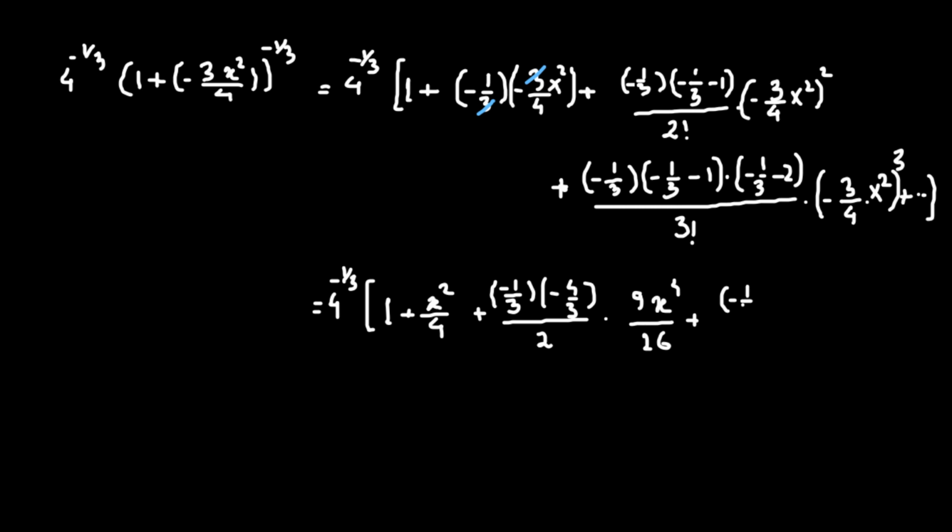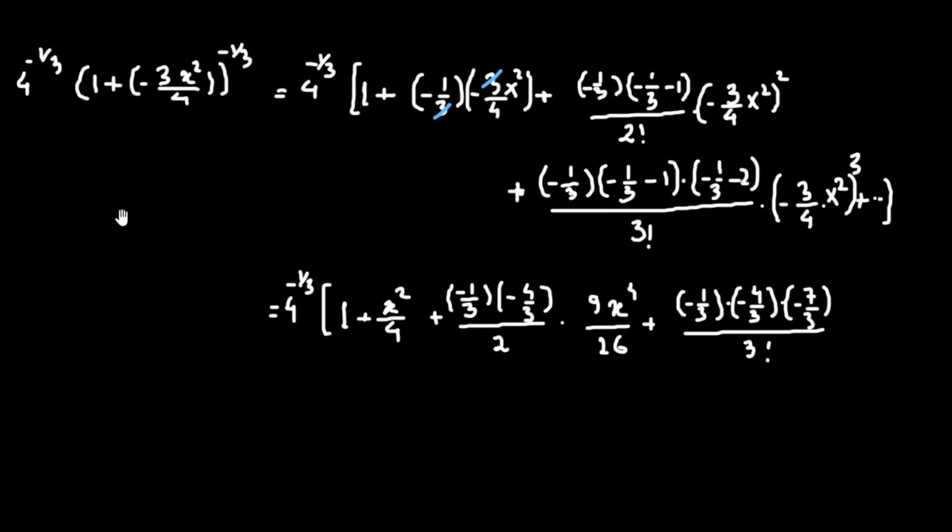times negative 4/3 times negative 7/3, divided by 3 factorial, times negative 3 cubed will be negative 27, divided by 4 cubed, so 4 times 4 is 16 and 16 times 4 is 64, times x squared whole cube, so that will be 2 times 3, which is simply x raised to the power of 6 and the remaining terms.